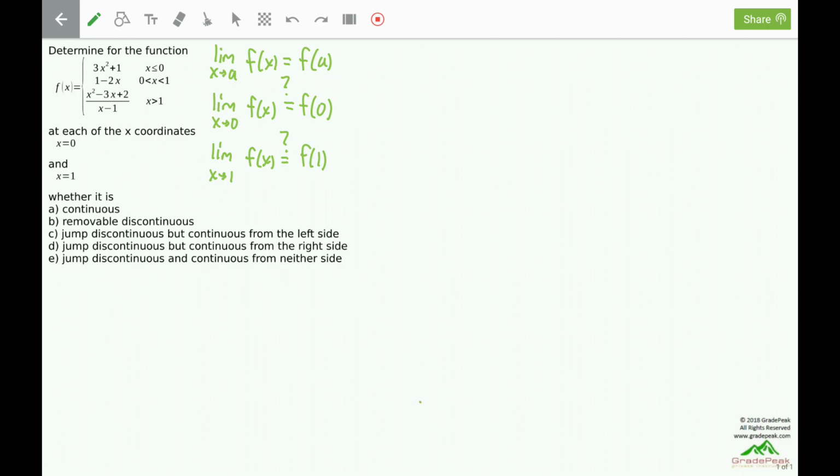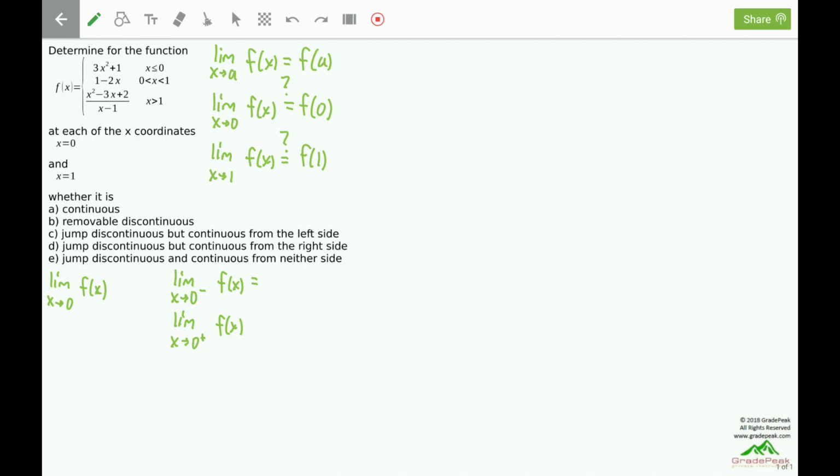Let's start with the limit as x approaches 0 from both sides of f of x. F of x here is a split expression function, and it is splitting at the x coordinate of 0, and therefore the two-sided limit will be determined by looking at the results of the two one-sided limits separately. So we'll have the left-sided limit of 0 for f of x, and the right-sided limit of 0 for f of x. Let's start with the left-sided limit.